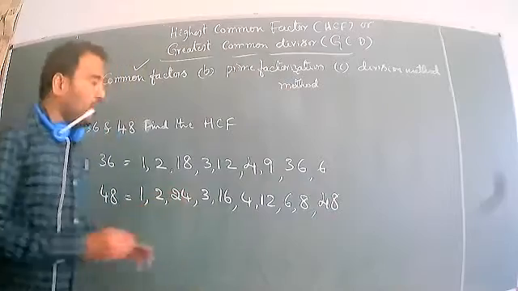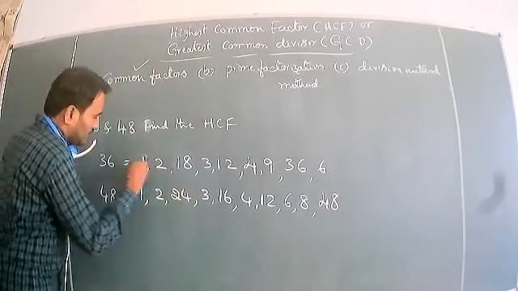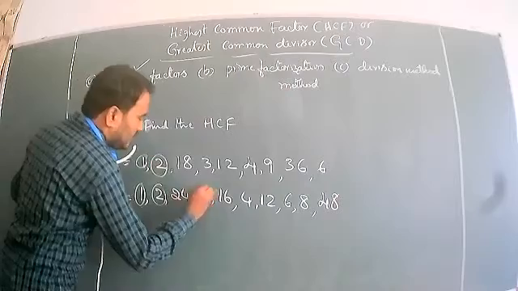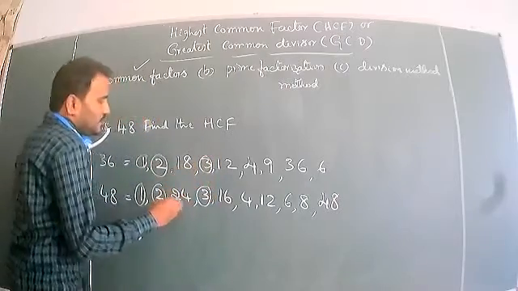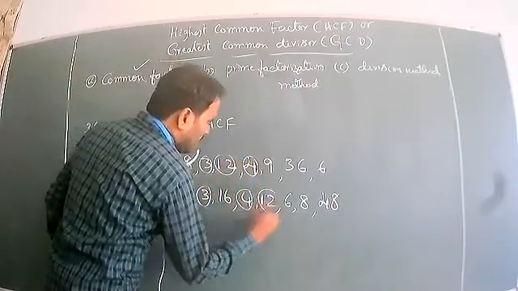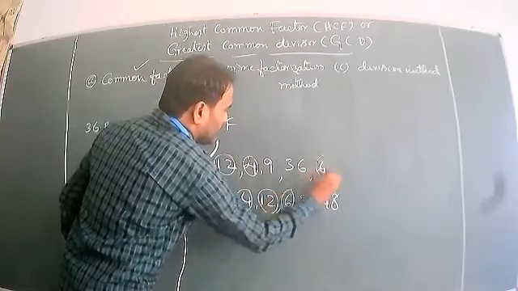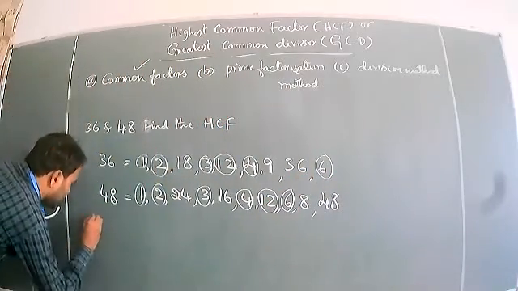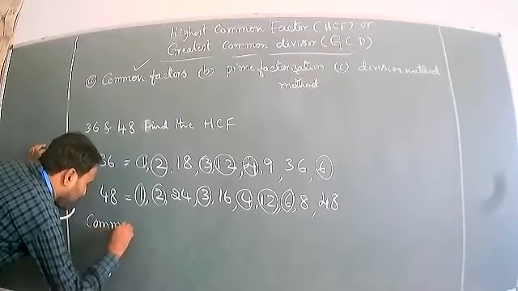Next, write the common factors. Here 1, here 1. Here 2, here 2. Next here 3, here 3. Next, here 4, 4, 12, 12, 6, 6. These are the common factors. We should write the common factors of 36 and 48.